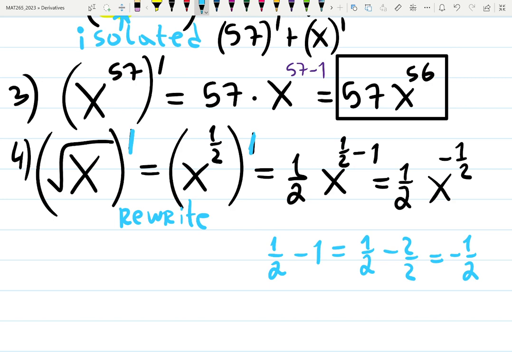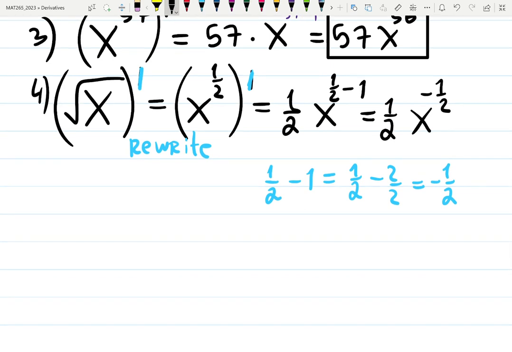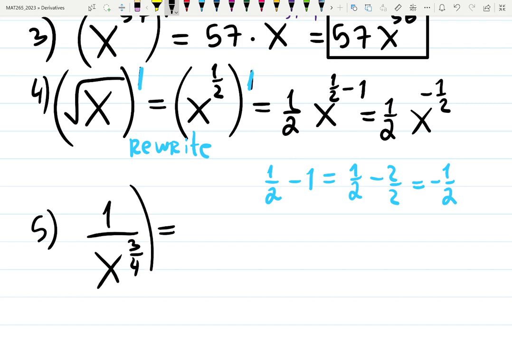Everyone knows money. If you calculate money, everyone knows that. 5. Let's get weirder. 1 over x to the 3 quarters. Let's differentiate that.